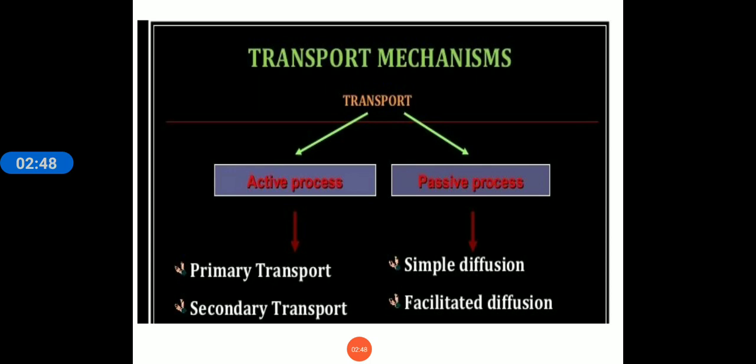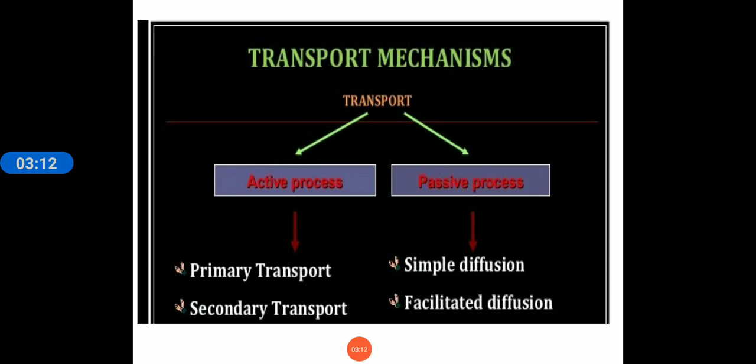Why is ATP required? Because in the active process, the transport of molecules occurs against the concentration gradient. The molecules travel from their lower concentration to the region of their higher concentration. That means molecules are passing towards the side where the concentration is already higher. So that's why it requires ATP.